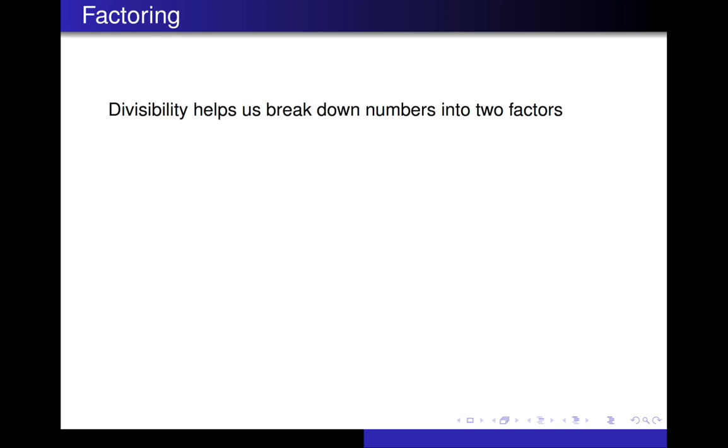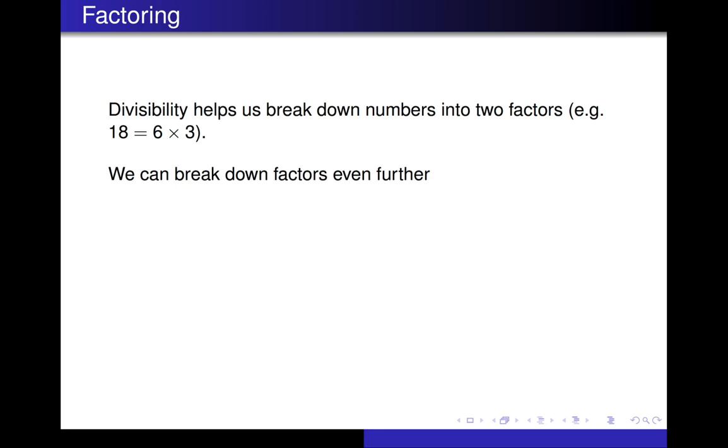So I want to talk a little bit about factoring because that's going to be something that's really important to us much later on when we start talking about more complicated encryption systems. Divisibility helps us break down numbers into factors. The definition itself breaks it into 2 factors. So again, what we had before was the fact that 3 divides evenly into 18. It breaks 18 down into the multiplication of 2 numbers, in this case 6 times 3.